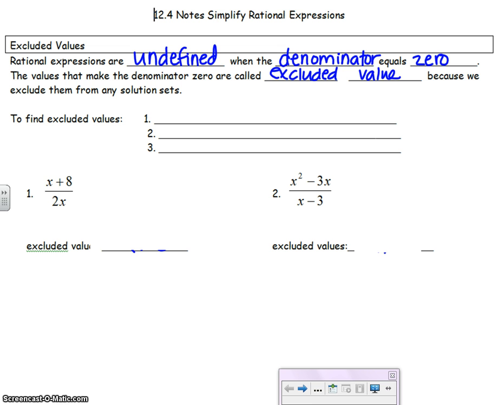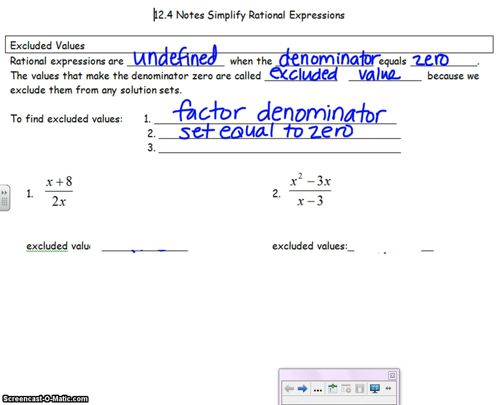So to find the excluded values, the first thing we need to do is factor the denominator. Once we have factored the denominator, we can go ahead and set the denominator equal to 0, and we can solve using the zero product property. These values will be excluded from our solution.